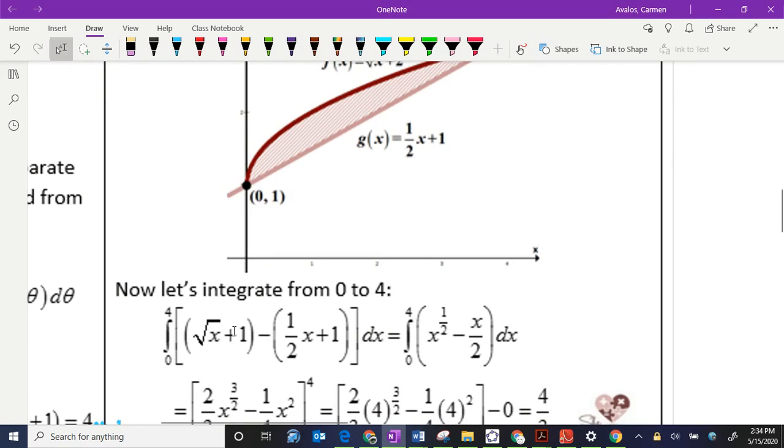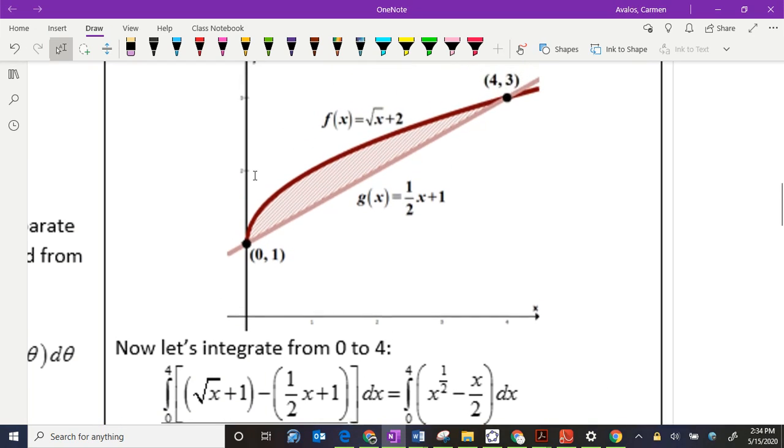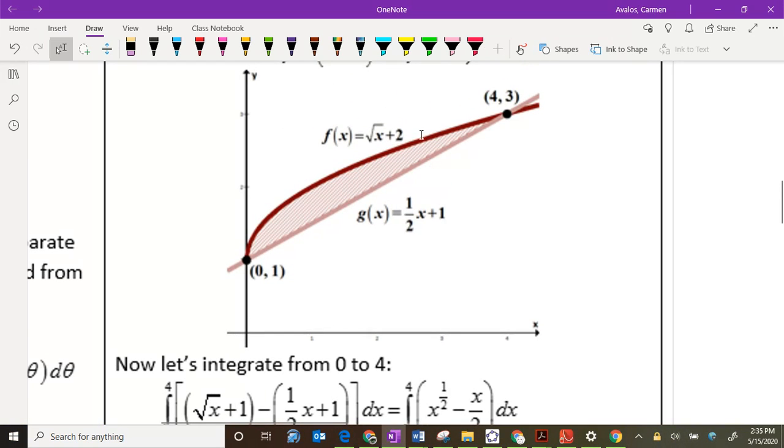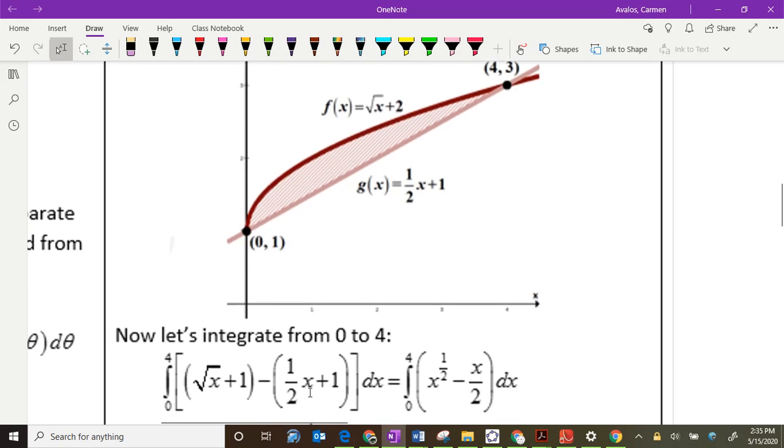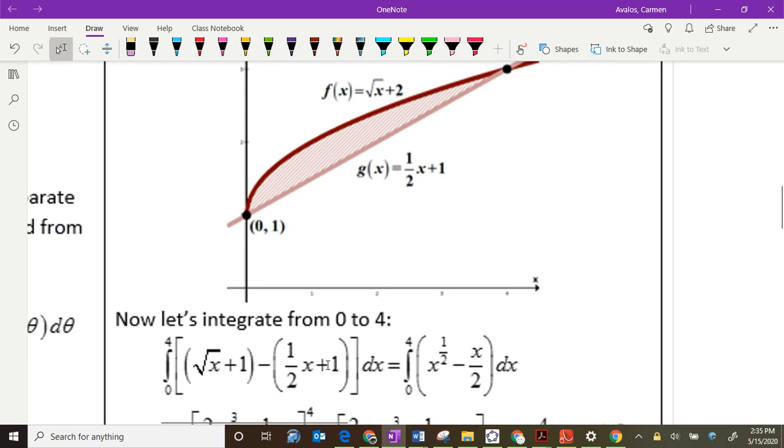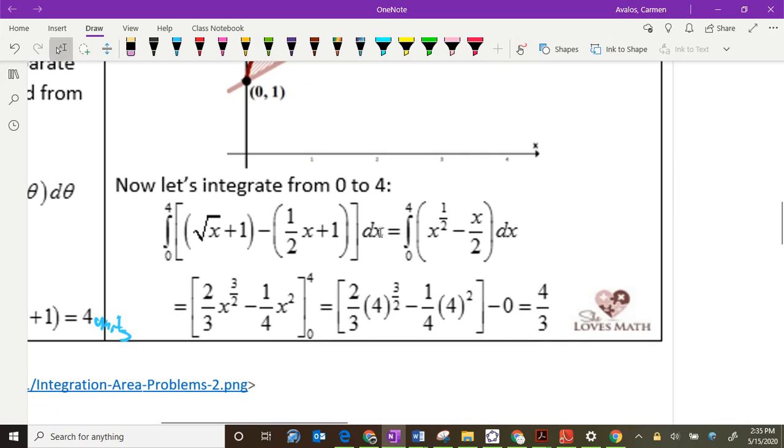You're going to take this function, which is the one above, your f of x, and then subtract the one below. Then you calculate that. You do the integral setup, and you get your integral from 0 to 4. You combine the like terms there. This is what you end up getting. Then you take the antiderivative of it, and you evaluate, and you get your answer to be 4/3.